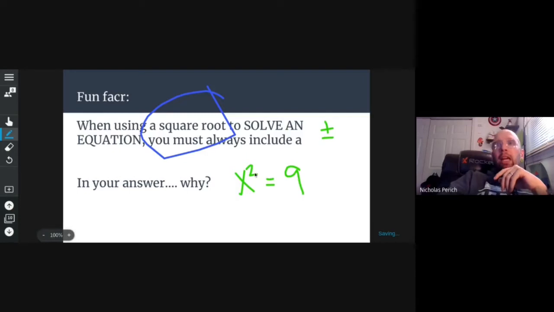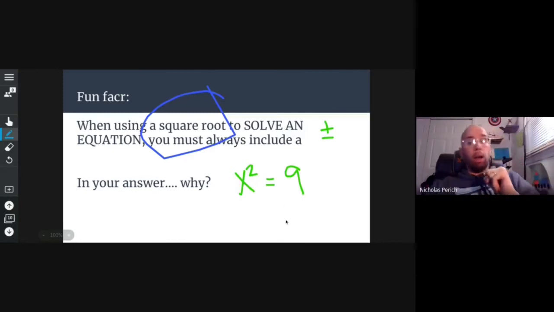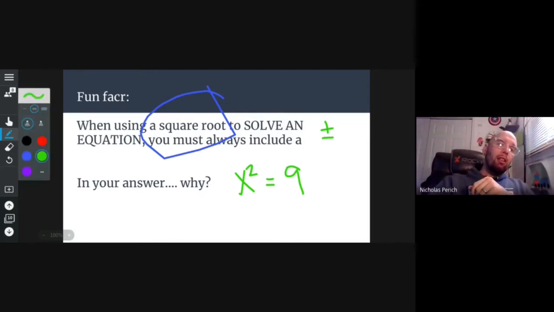This is saying what number times itself is 9. And most of us know one of the answers right away. 3 times itself is 9. But there's another answer. What number times itself is 9? Negative 3 times itself is 9, because a negative times a negative is a positive. So negative 3 times negative 3 is 9. So we get 2 answers.